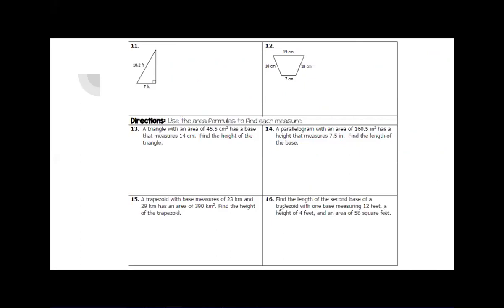All right, for our last example, we're going to take a look here at number 16. Number 16, last example. This one is talking about a trapezoid. So to begin, we are going to write down the formula for the trapezoid. And that one is the height of the trapezoid times the sum of the two bases divided by 2.